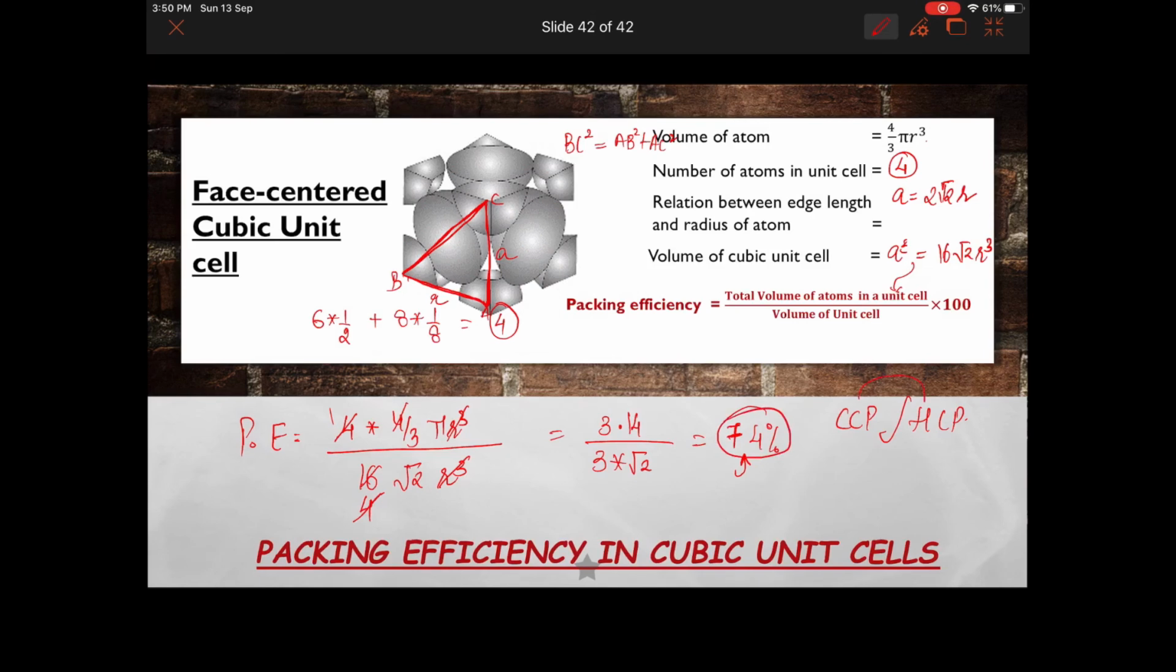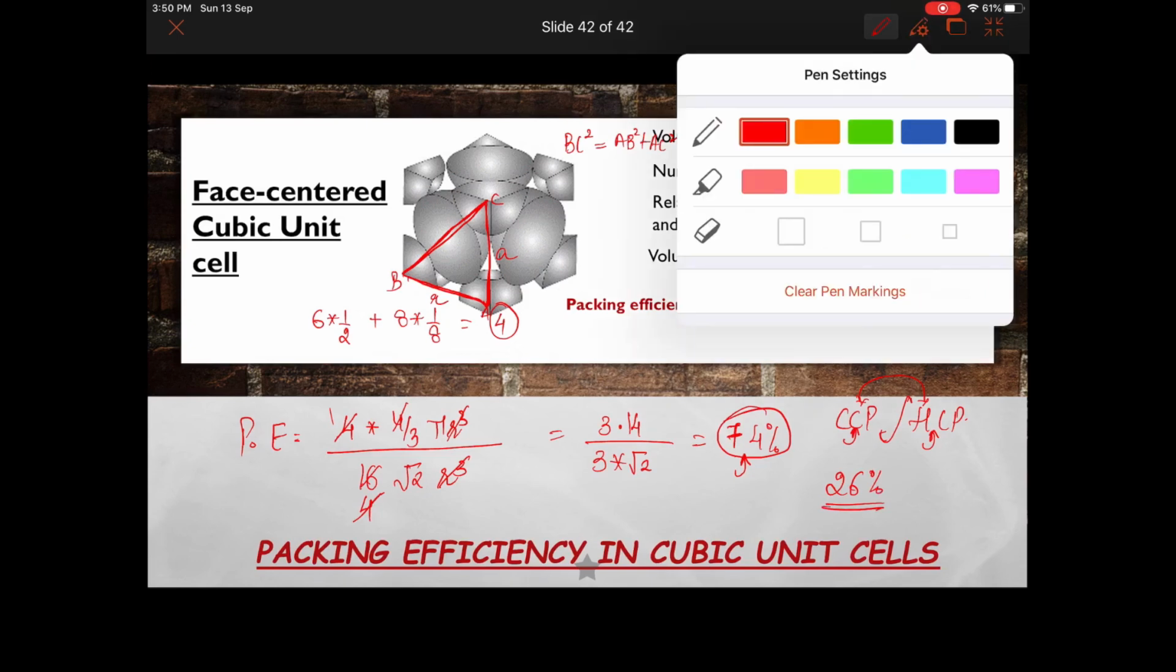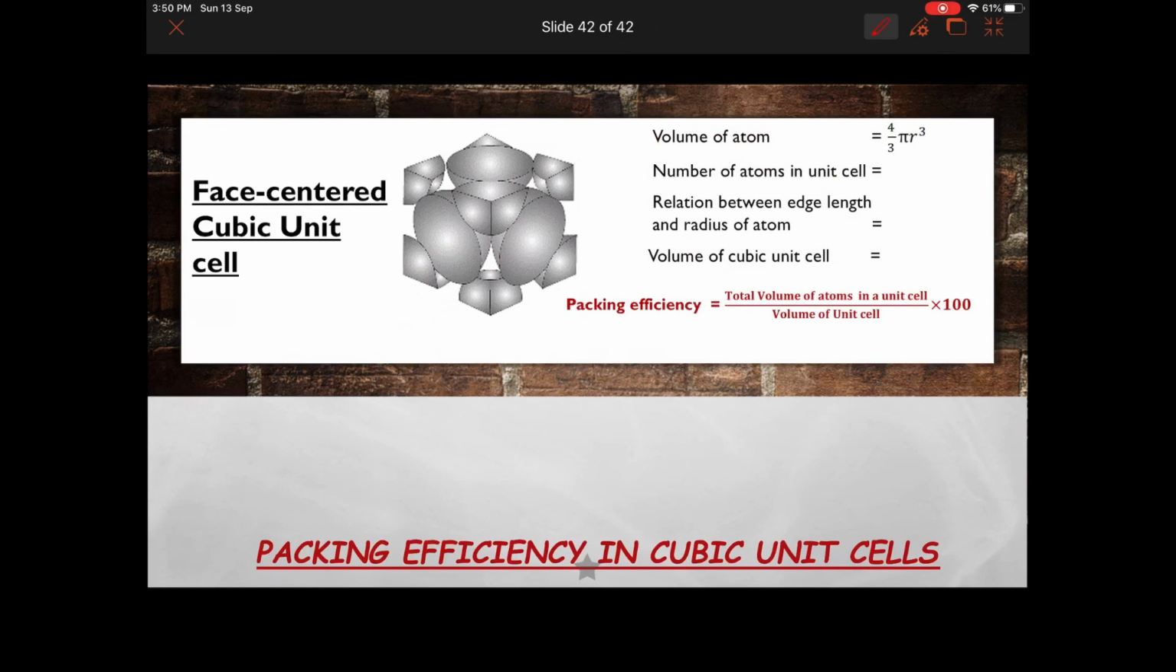So CCP and HCP both have the same packing efficiency, and that's the highest packing efficiency in a given unit cell. That's the reason most of the elements you will observe are either hexagonally closed packed or cubic closed packed. Correct? So how much is empty space? 26%. How much is empty space? 26%. Clear? Perfect? Packing efficiency, very very important.